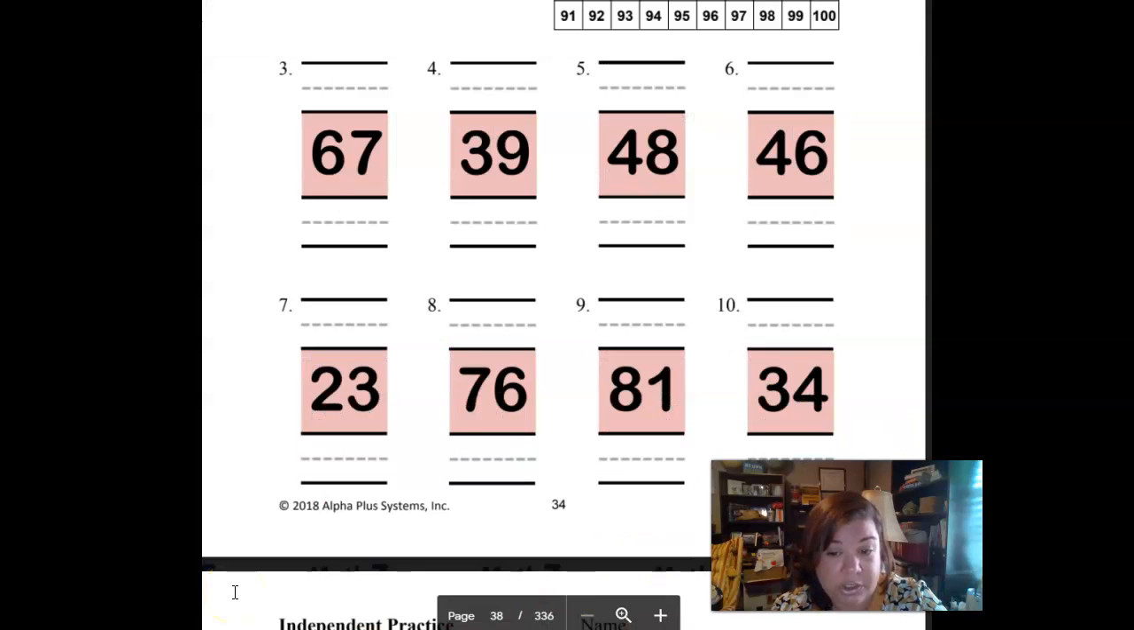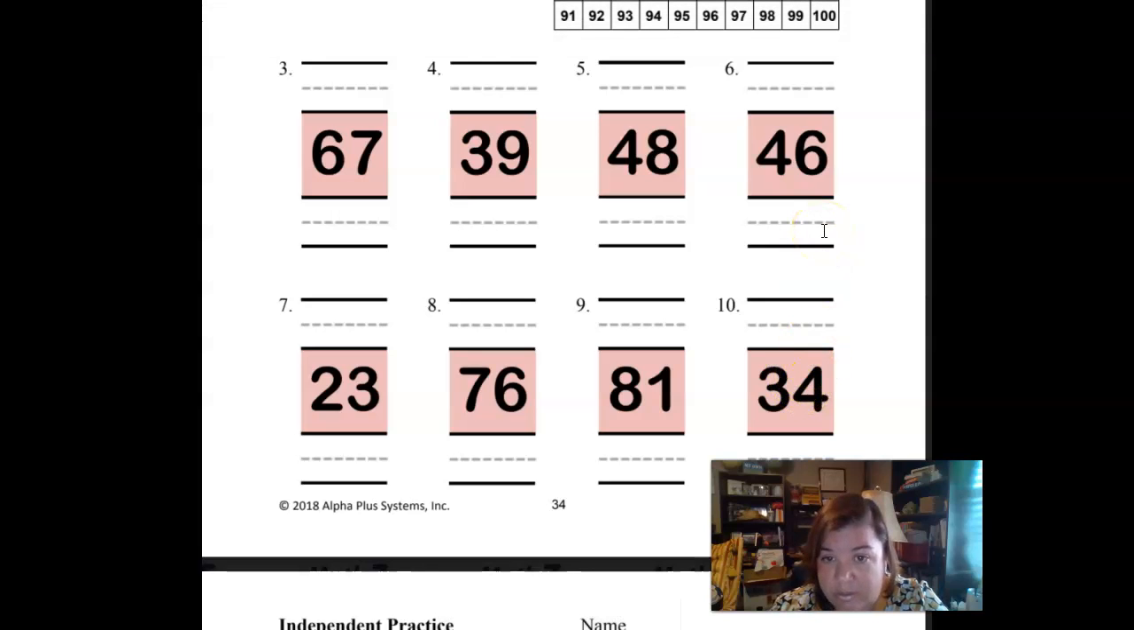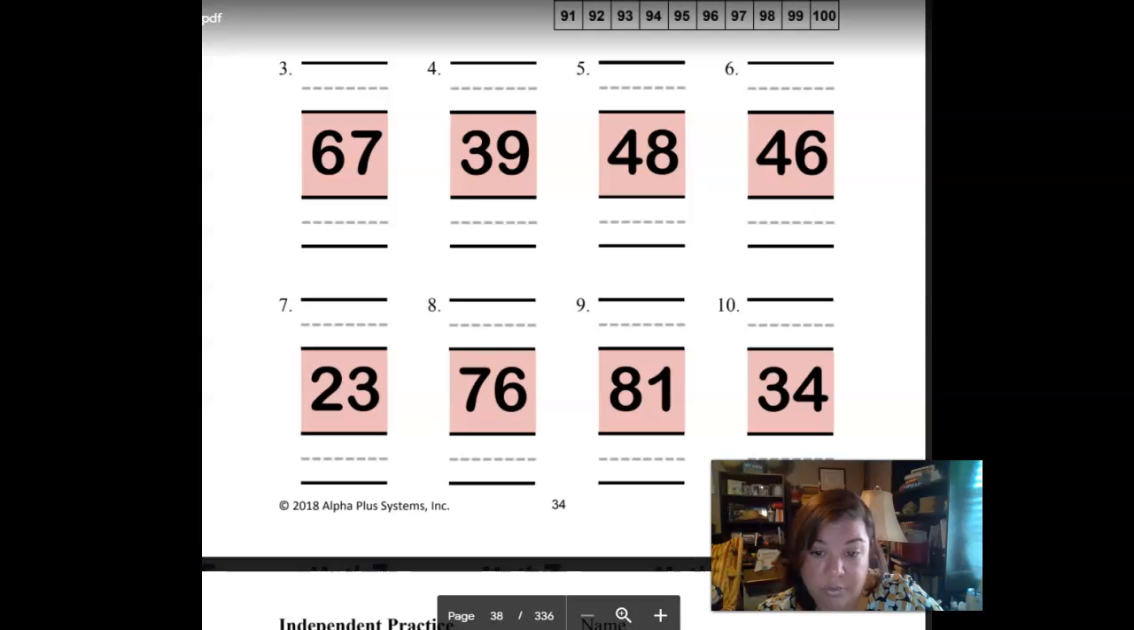I won't be able to see the hundreds chart if I leave it here. So right now, I want you to write down these four numbers. Write down 23, 76, 81, and 34, and you're going to find 10 less and 10 more. I'll let you write those down, and then I'll move the screen up so that you can see the hundreds chart, okay? So if you don't have those numbers written down yet, pause the video so that you have time to write them down. Unpause the video, and I'll move it up to the hundreds chart, okay? So pause the video now if you don't have those four numbers written down.